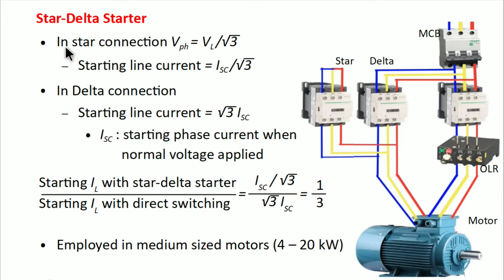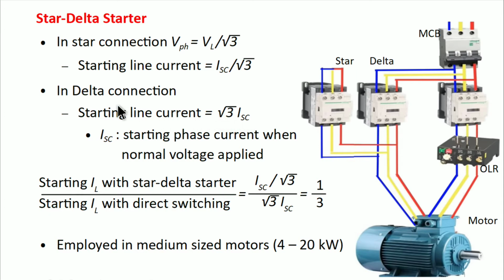Now let us see what happens in star connection. The phase voltage is equal to the line voltage divided by root 3. As a result, the starting line current per phase is ISC divided by root 3, because the voltage is reduced by this value, so the current will automatically reduce to this value. But in delta connection, the starting line current is root 3 times the phase current.